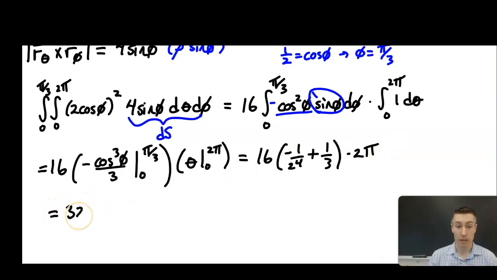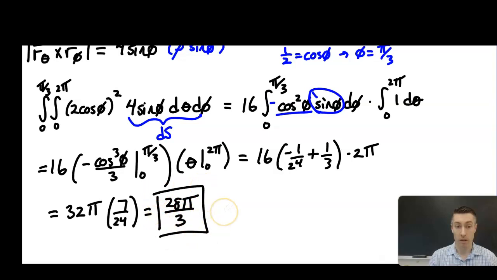So we get 32 pi times, so that would be 8 over 24, so 7 over 24, and then common factor of 8, so 28 pi over 3 would be the value of this surface integral over the sphere with the scalar function of z squared.